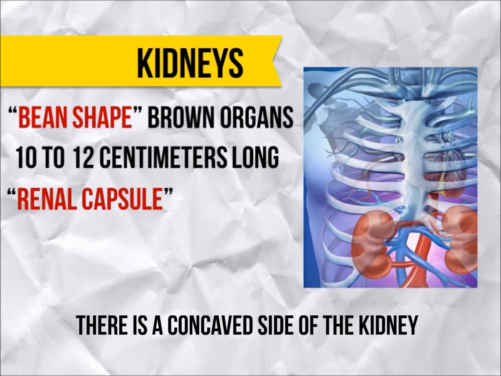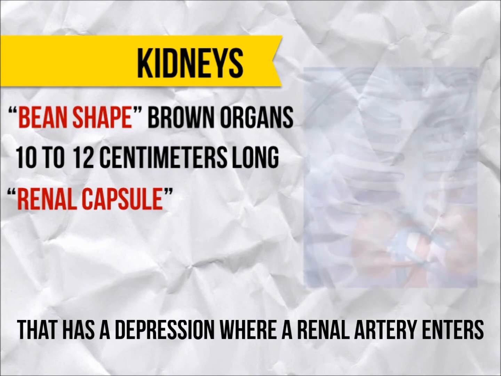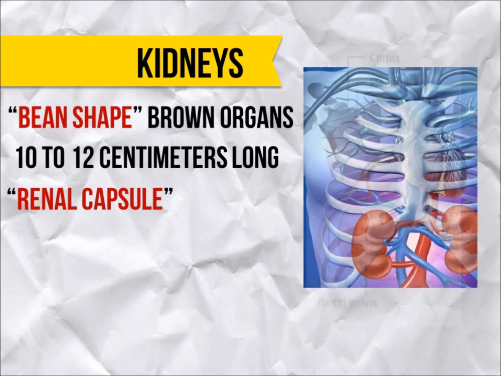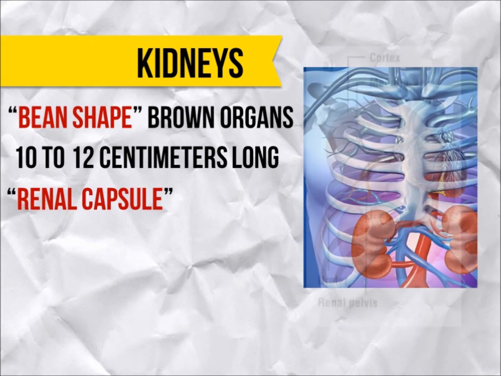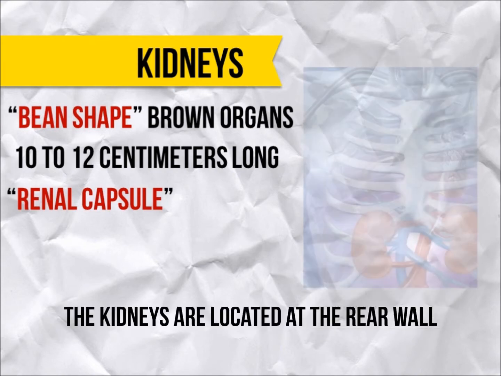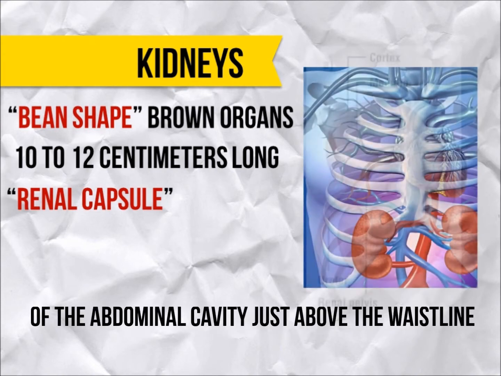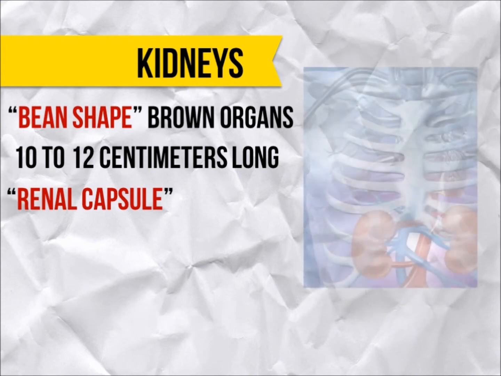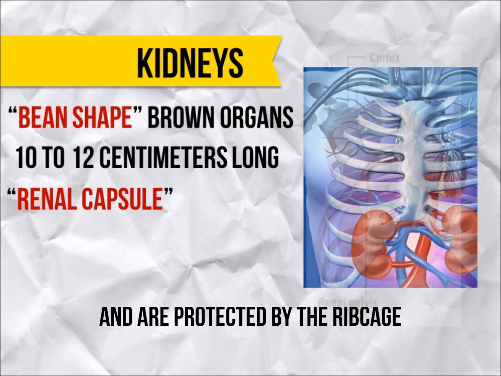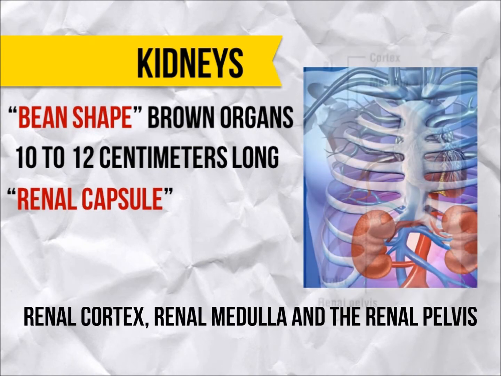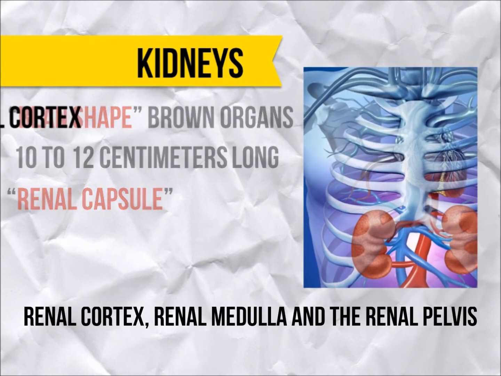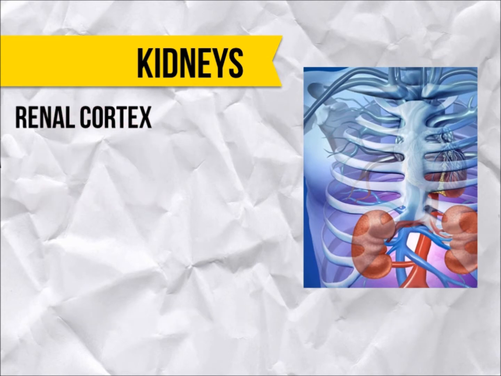There's a concave side of the kidney that has a depression where a renal artery enters, and a renal vein and the ureter exit the kidney. The kidneys are located at the rear wall of the abdominal cavity just above the waistline and are protected by the rib cage.